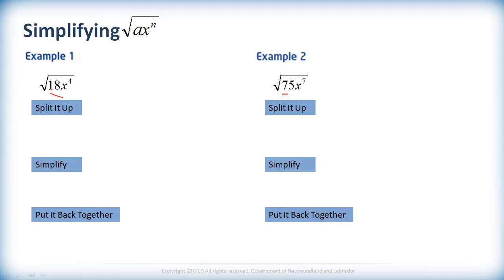Well, it's just putting two things together that you already know how to do. So let's take this and split it up. We're going to take square root 18 times square root x to the power 4. We're going to simplify both of those things.